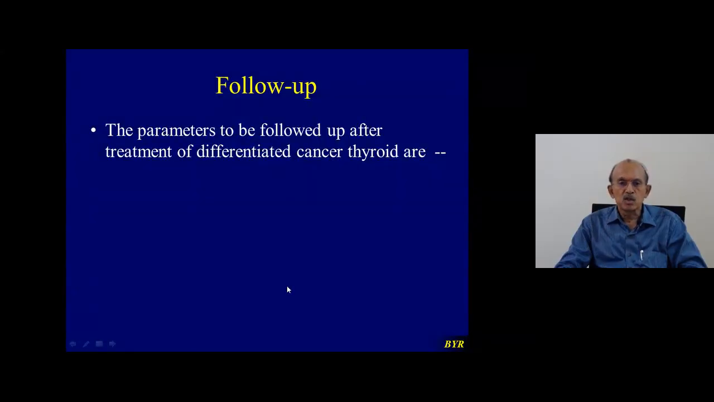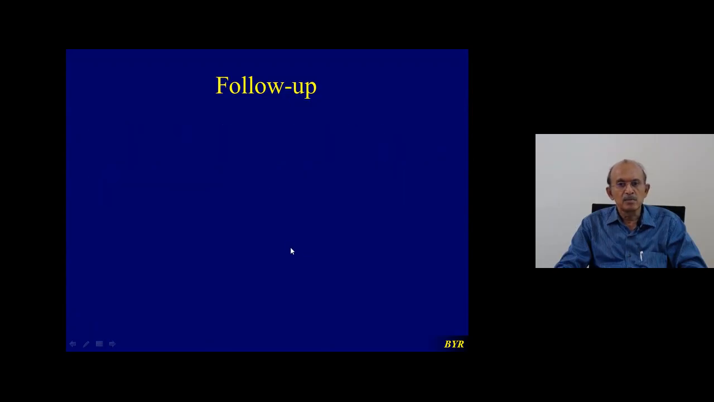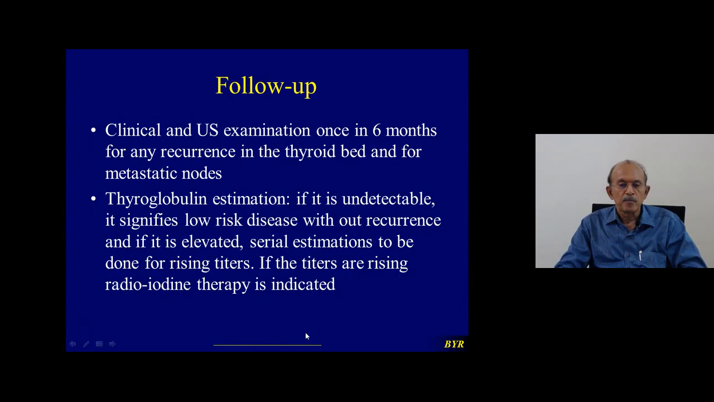So the parameters to be followed up after treatment of differentiated cancer thyroid are TSH estimation every year. Ideal level is 1 milliunits per ml. Clinical and ultrasound examination once in 6 months for any recurrence in the thyroid bed and for metastatic nodes. Thyroglobulin estimation. If it is undetectable, it signifies low risk disease without recurrence. And if it is elevated, serial estimations are to be done for rising titers. If the titers are rising, radiation therapy is indicated.